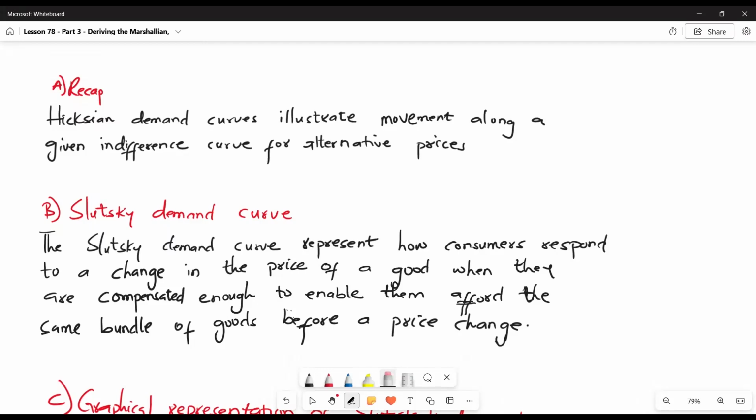Hi, welcome back. Our previous lesson was on part 2 of deriving the Marshallian, Hicksian, and Slutsky demand curves. Today we'll be moving on to part 3, focusing on the Slutsky demand curve.